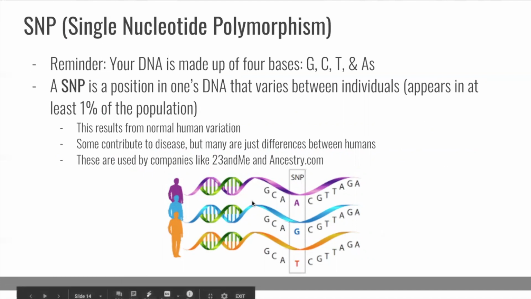So for example, maybe this purple human has an A, this blue human has a G, and this orange person has a T. This would be a SNP. They're similar throughout much of their DNA, but there are going to be places where you and other humans differ. This is what results in normal human variation. And this is what things like 23andMe and Ancestry.com use to determine your genetic ancestry.